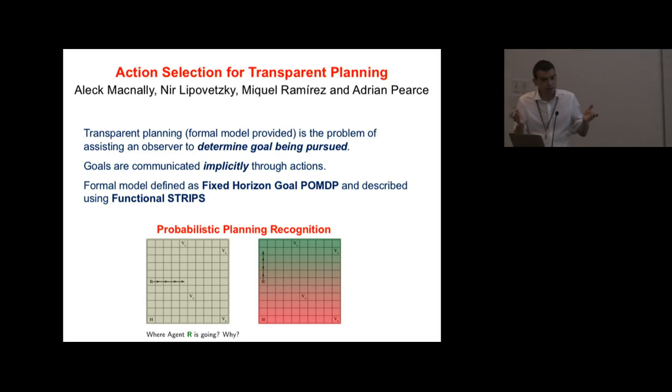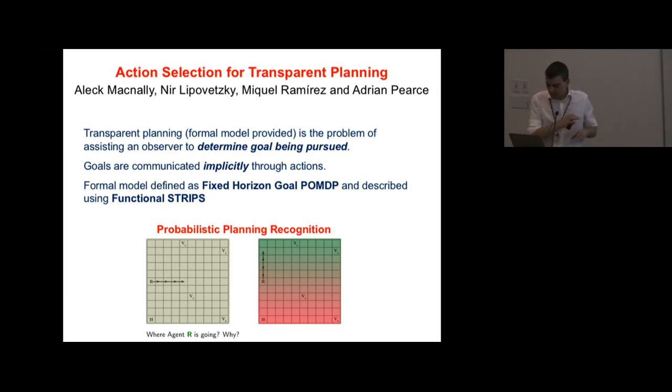Either you communicate this goal explicitly, saying that's my goal, or you do it implicitly through, for example, the actions that you do. So the idea is that it is easier to think about where R is aiming, basically.